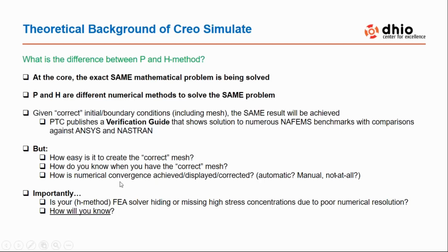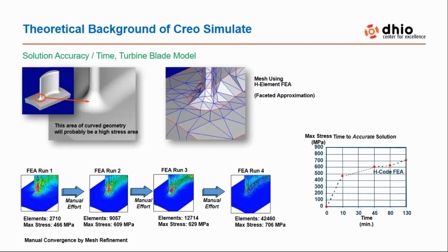And importantly, the H element FEA solver is good for meshing with high stress constraints. For example, if you want to exclude the high stress concentration places or stress error places, there is an option in the software.